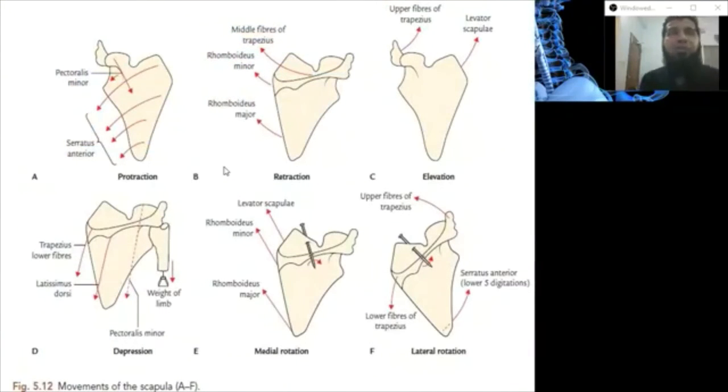So this figure shows the movement of the scapula. When you hold the scapula, you have to show its movement. There are 6 movements over there. One is protraction, moving in this direction, and moving in the other direction is retraction. In the upward direction it is elevation, where the scapula is elevated, and where it is depressed. When there is weight in the limb, there will be depression of the scapula. And there is medial rotation and lateral rotation. So these are the 6 movements of the scapula.